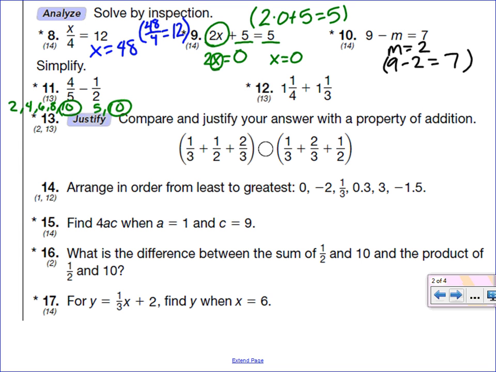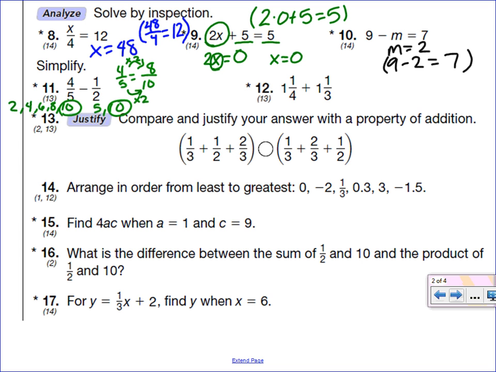So I'm going to have something over 10. To get 4/5 to be over 10, we would multiply by 2. So we have to multiply the 4 by 2 as well. So that gives me 8. So 4/5 is the same thing as 8/10.